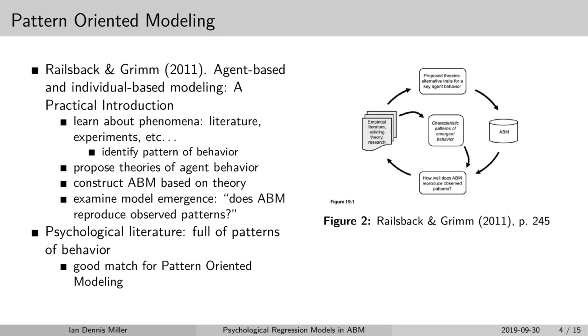The next step is to propose theories for how that behavior might come about. There is a level at which the grand undertaking of psychology is to determine the theories that explain our behavior. Based on those theories, we construct agent-based models, and then examine the execution of those models to determine whether or not the model produces the pattern of results that we expected. The psychological literature is absolutely filled with these patterns of behavior, and on that basis, it struck me as being a great match for pattern-oriented modeling. The challenge would be to figure out how to adapt these psychological theories to a computational framework.